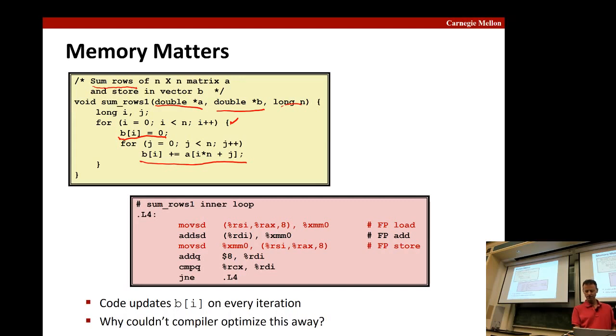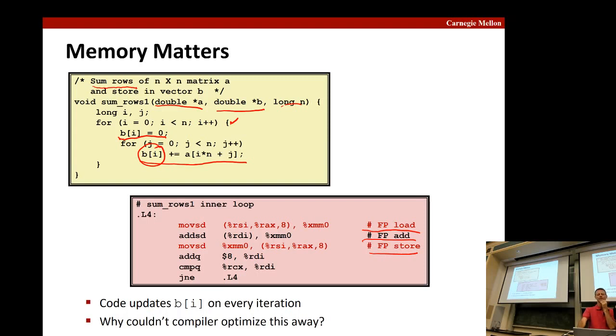So if you look at what's going on here, this is the inner loop. You'll see that it's doing this floating point load and then an add and then a floating point store. Okay, so it's basically updating this B sub I every time through. But to think about how you're using that, you're just using that until the very end. It's just an accumulator. You're just accumulating the sum as you go through.